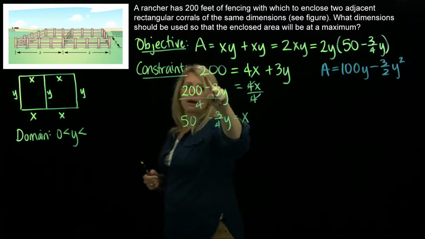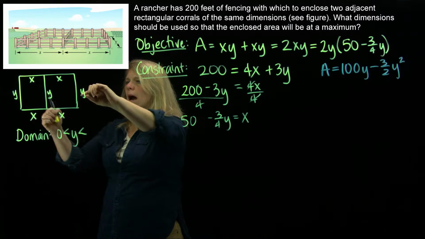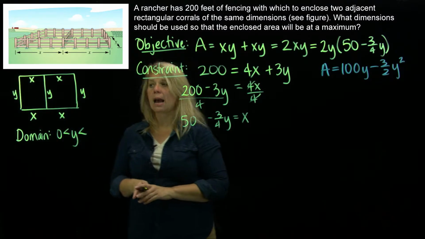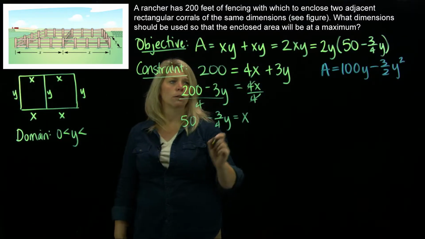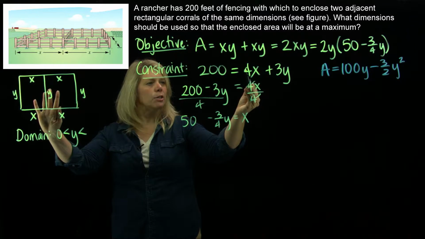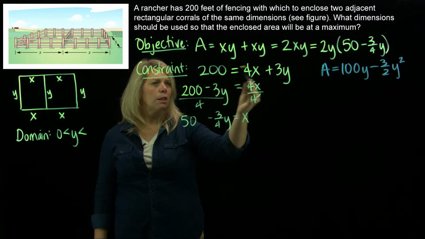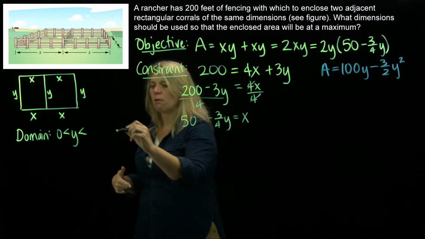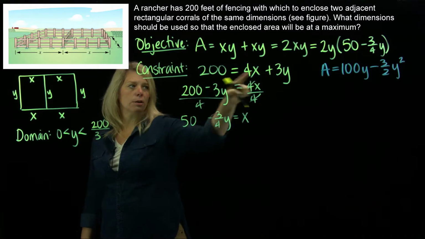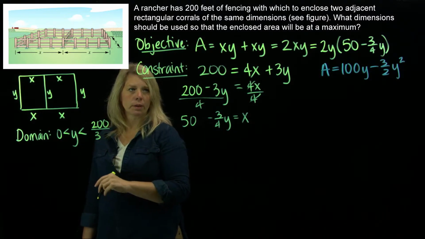And one way to think about that in this problem is to think about the constraint. If I make y really big, then I don't have any fence left over to make the x sides of this rectangle. So if x were 0, I wouldn't actually have any region here, but if x were 0, then y would be 200/3. I don't want x to be 0, so I want y to actually be less than 200/3, using my constraint to think about my feasible domain here.